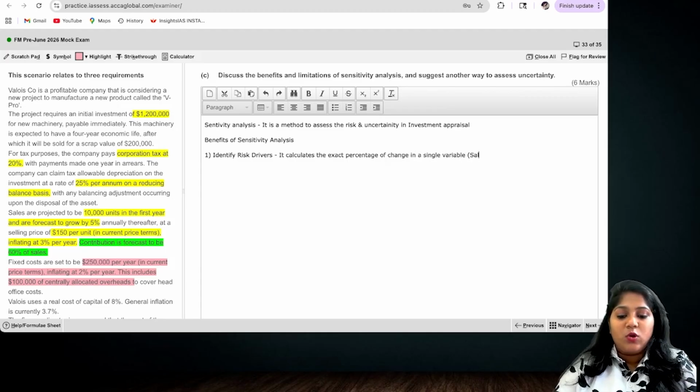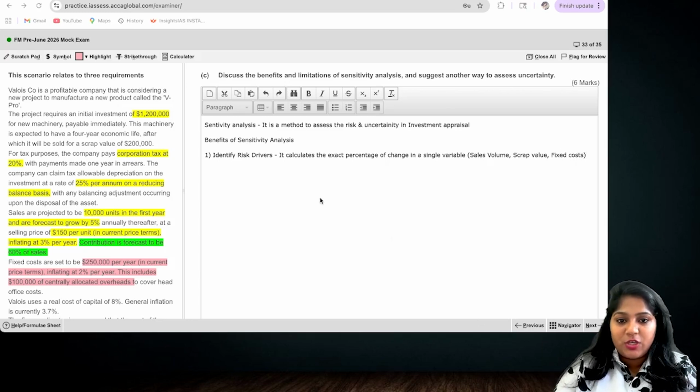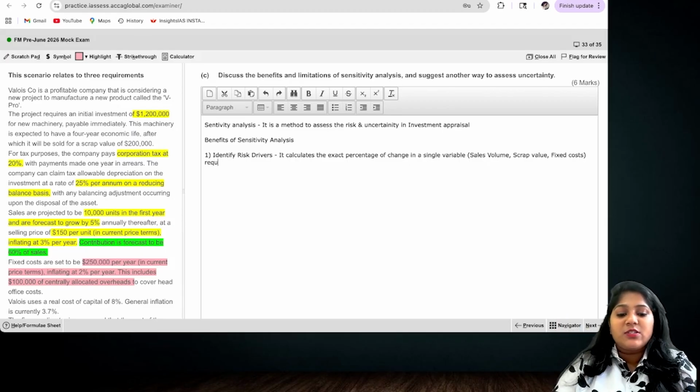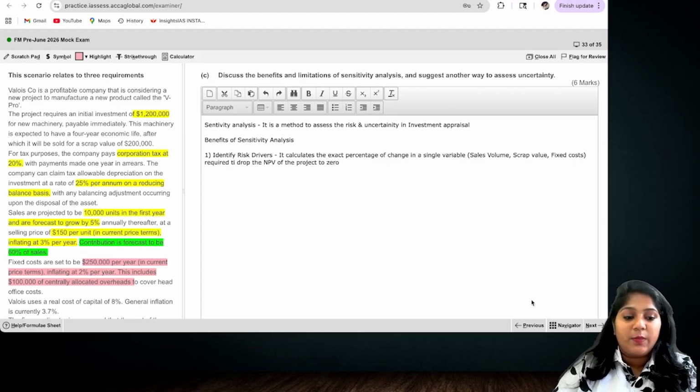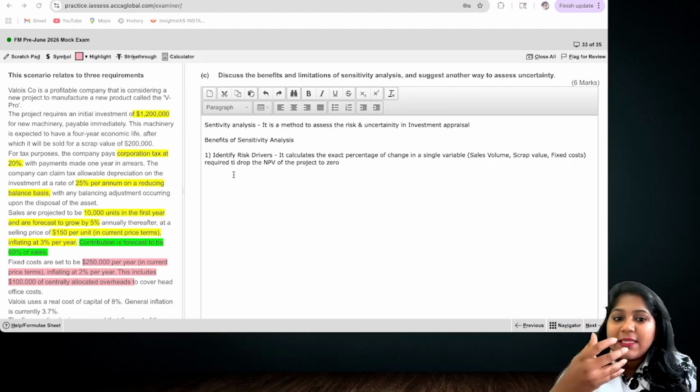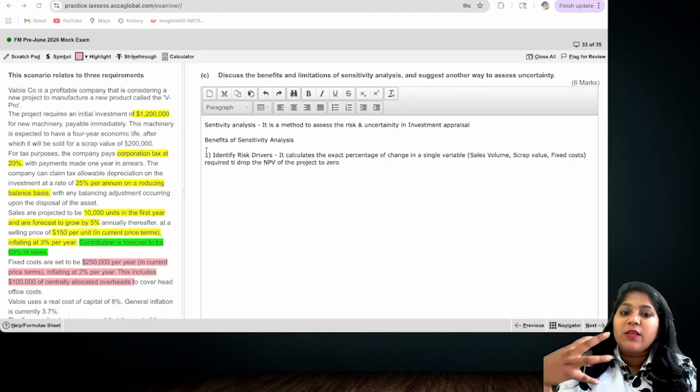For example, sales volume, scrap value, or fixed cost, etc. So it gives us the exact change which is required to drop the project's NPV to zero. It calculates what percentage of change in a single variable is required to drop the NPV of the project to zero. That is one good thing. I get to know exactly the percentage change I'm expecting. That is the first point that I can go ahead and write. What is the next point I'd write? Of course, the smaller the percentage, the easier it is to make the project unviable.